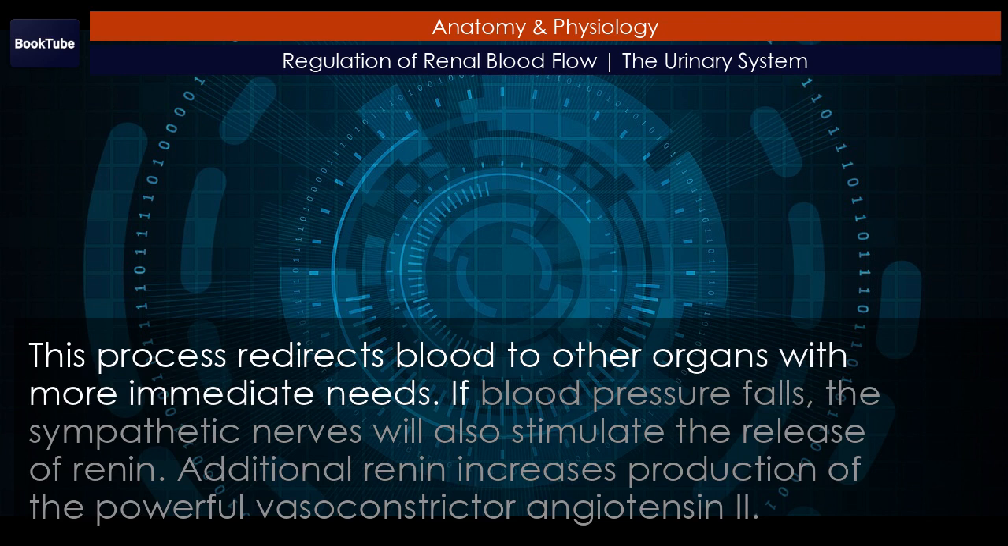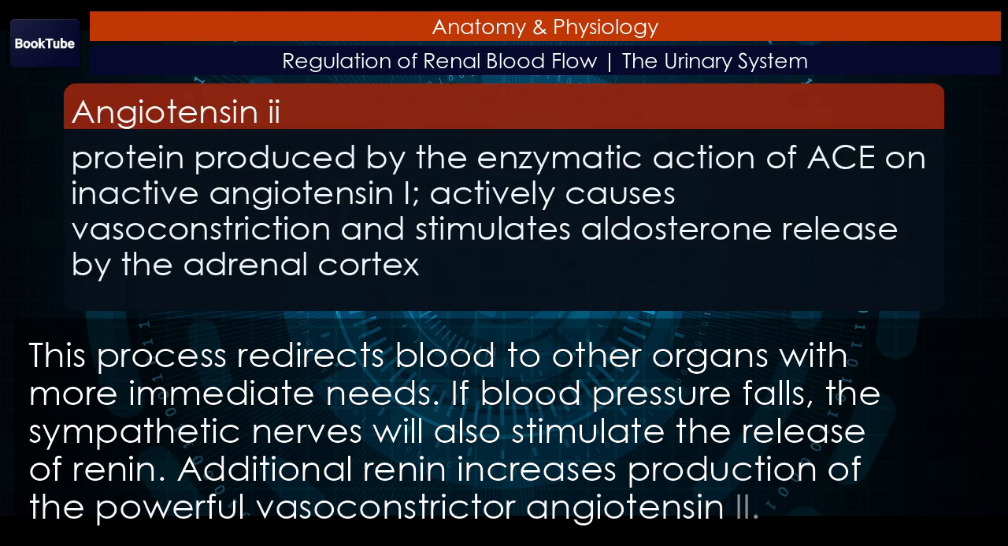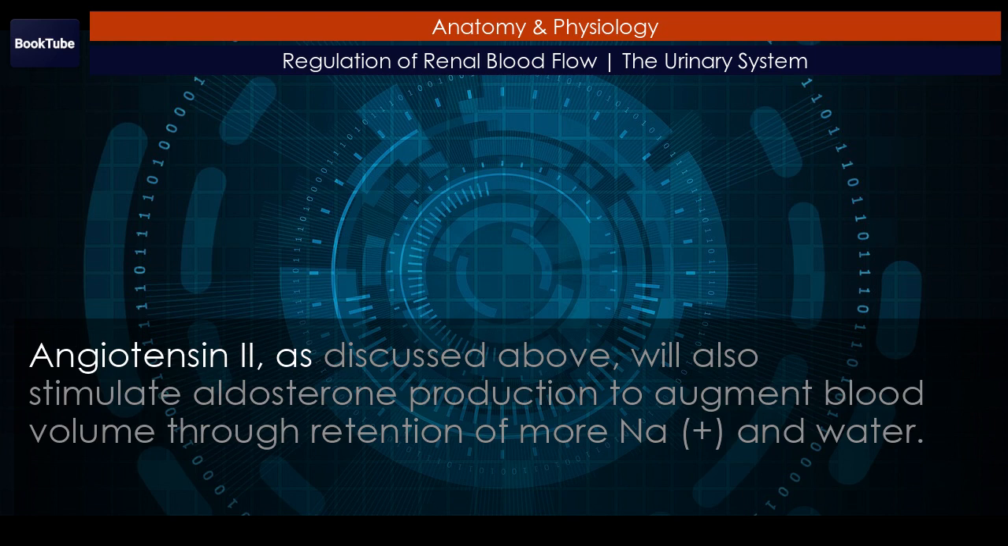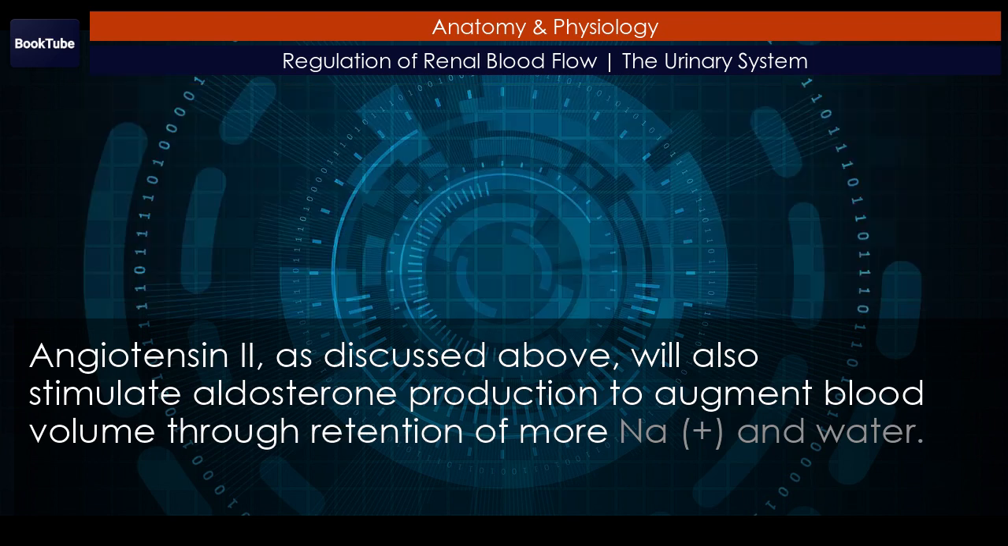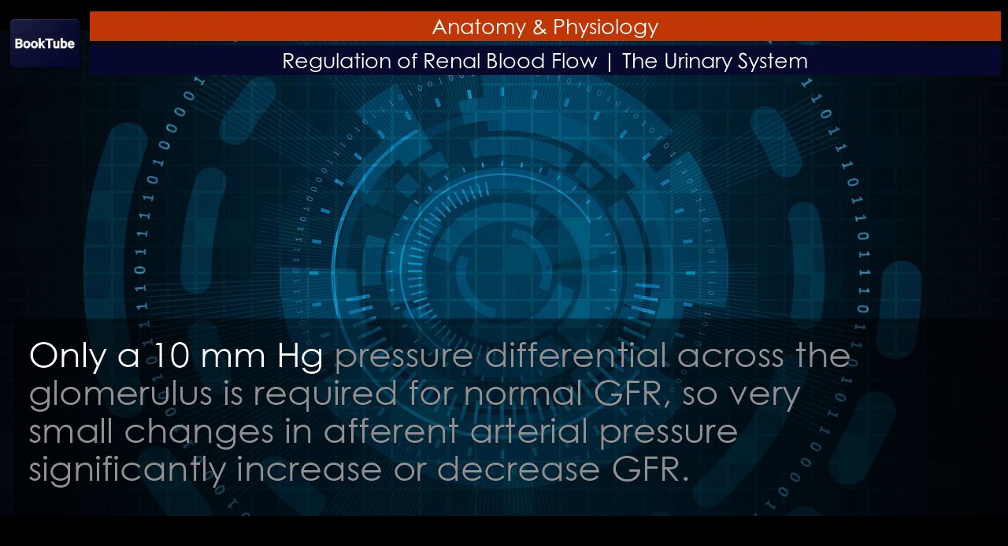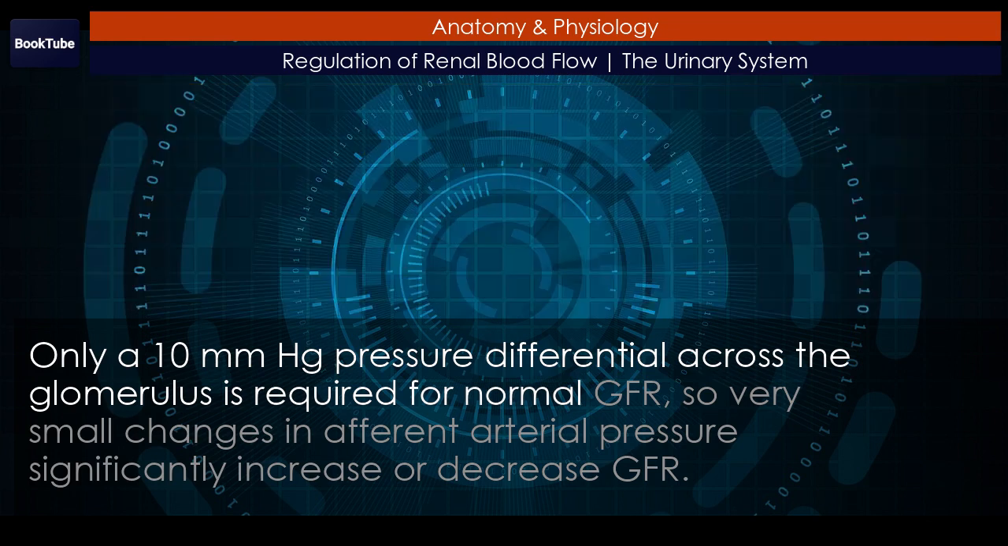If blood pressure falls, the sympathetic nerves will also stimulate the release of renin. Additional renin increases production of the powerful vasoconstrictor angiotensin II. Angiotensin II, as discussed above, will also stimulate aldosterone production to augment blood volume through retention of more Na+ and water. Only a 10 mm Hg pressure differential across the glomerulus is required for normal GFR. So very small changes in afferent arterial pressure significantly increase or decrease GFR.